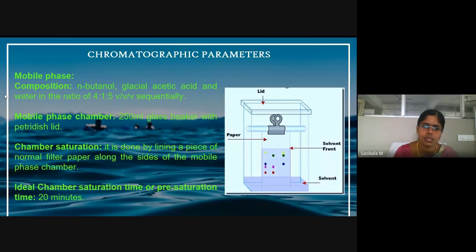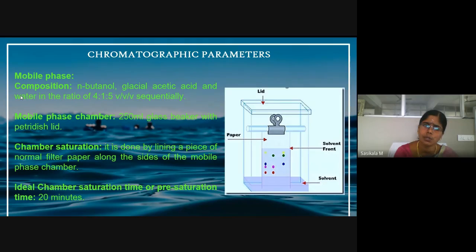And the ratio is 4:1:5. The ratio is 4:1:5 volume of each, in volumes, according to the order of N-butanol, glacial acetic acid and water. 4 volumes of N-butanol, 1 volume of glacial acetic acid and 5 volumes of water.